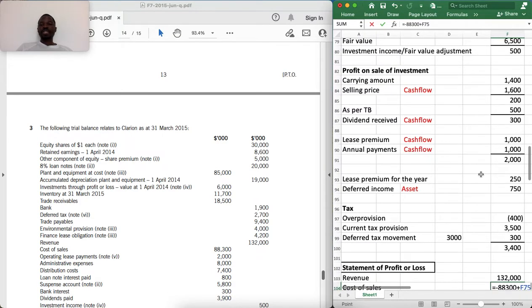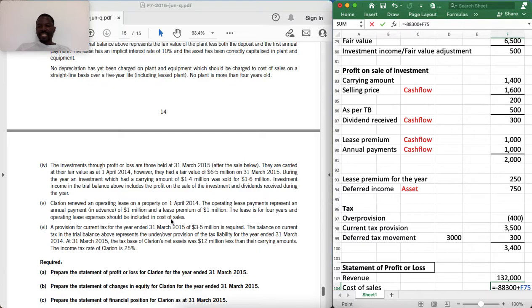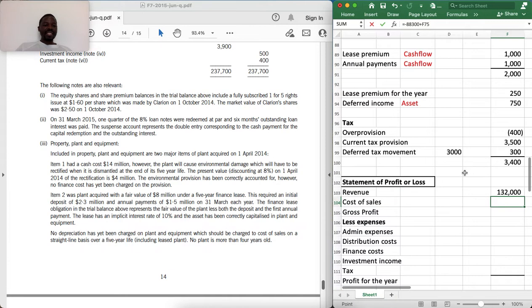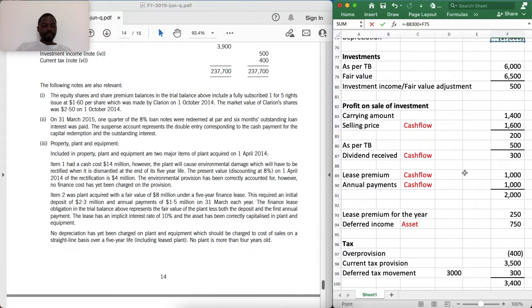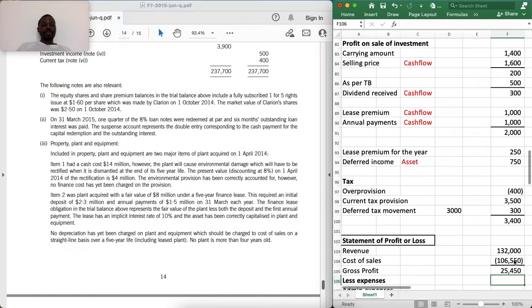What else are we told that affects cost of sales? We were told that the operating expenses of a lease here affects our cost of sales. So we need the operating expenses that will affect our cost of sales, let's go to our working, will be the annual payment plus the lease premium that should be recognized this year. We get our cost of sales as that figure. When we sum up, we should be getting the gross profit.